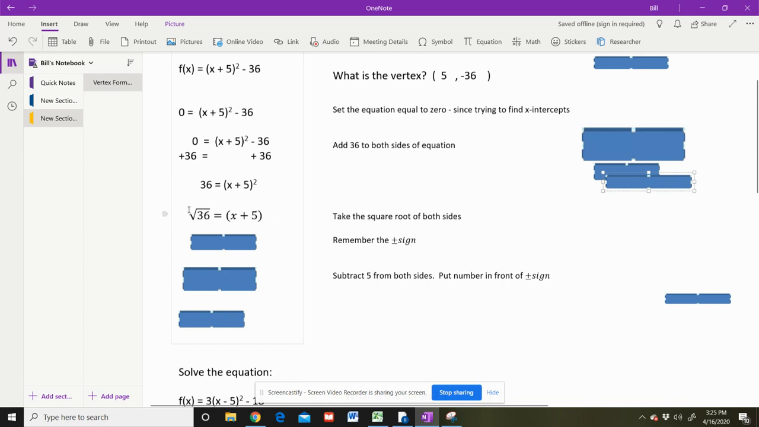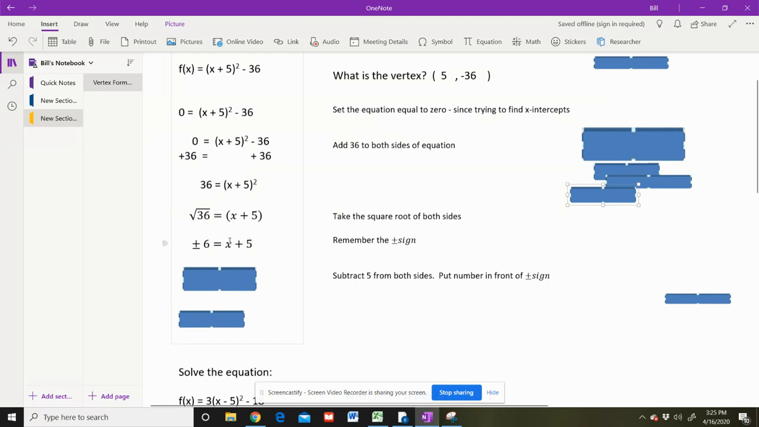All right, now whenever we write this, we always have to remember to put our plus or minus sign in front of that square root because we're going to have two roots in this case. So we take the square root of 36, it's a perfect square. So we have plus or minus 6 is equal to x plus 5.